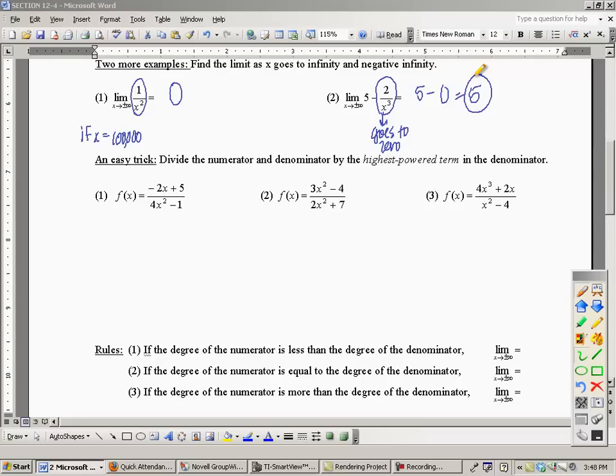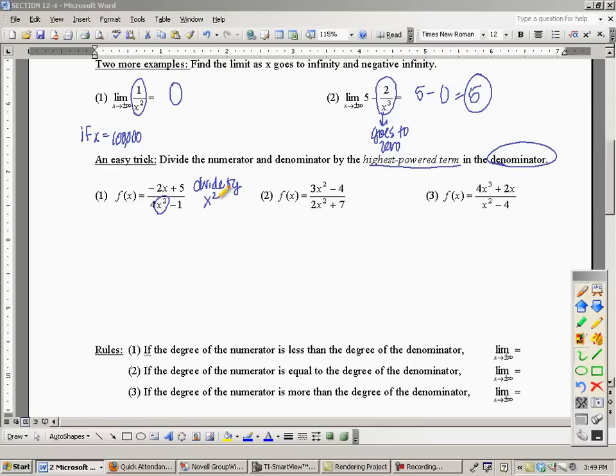Okay, well, take a look at number 1, though. Like, I don't have any fractions, so how do I make this work? What we're going to do is divide numerator and denominator by the highest powered term. Okay, only in the denominator, though. You're going to use the denominator to help. So here's what we do. We have this x squared. And so the way it works is we're going to divide by x squared.